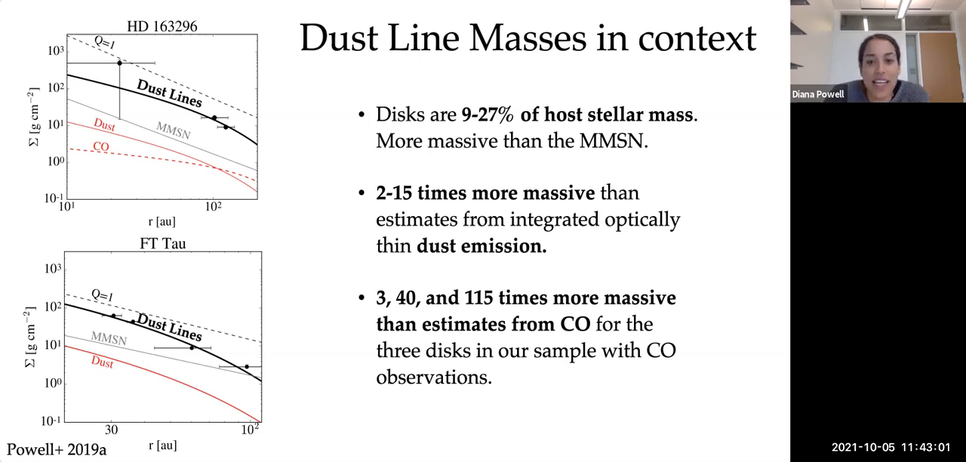So these results indicate that dust is a more robust tracer of total mass because we uncover a reduced gas to dust ratio that is roughly consistent across our sample, while the CO to H2 ratio varies more strongly. And I'll come back to this later in the talk.